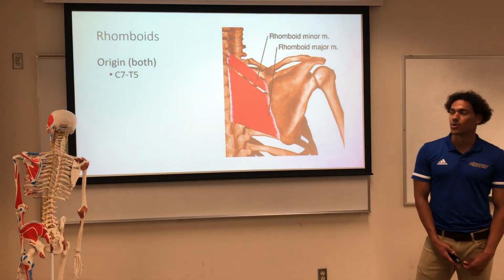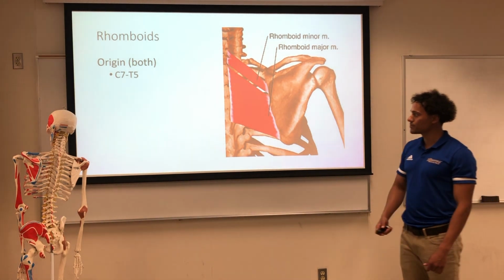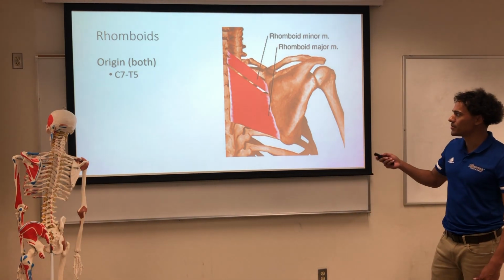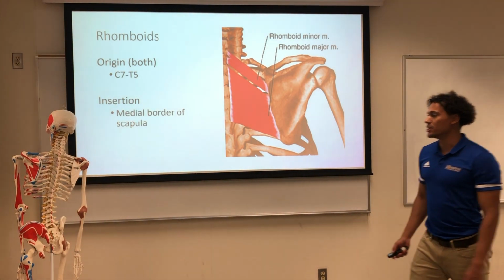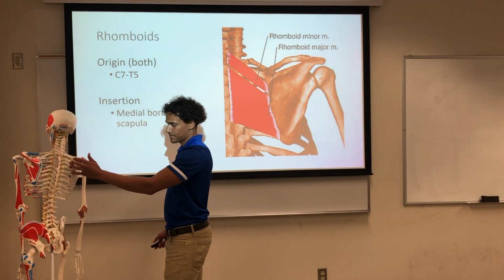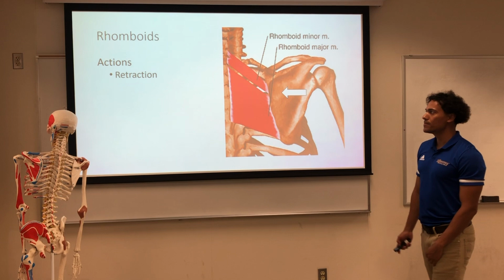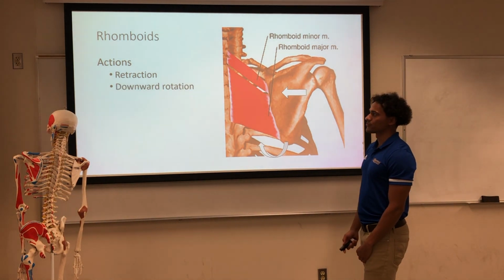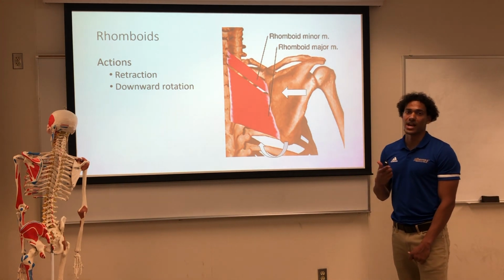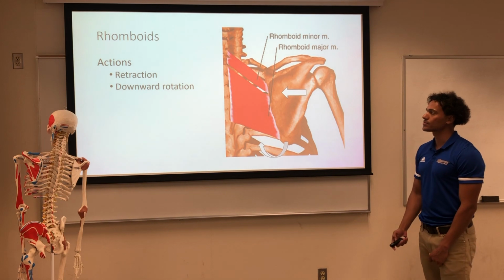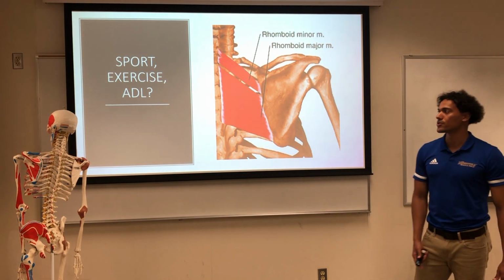Next muscle, we've got the rhomboids. Rhomboid minor is actually at the top of rhomboid major. These originate on the spine, C7 to T5, inserting at the medial border of the scap. Actions of the rhomboid: we have a synergist for retraction to the trapezius. This is also our prime mover for downward rotation. Practice some sport and exercise examples for those rhomboids.